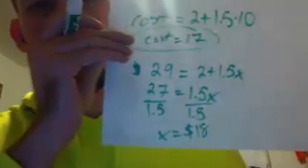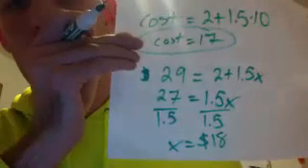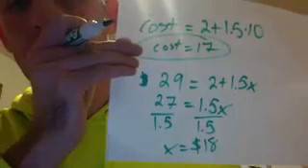$18. That doesn't make sense. Am I doing bad math in my head? 27 divided by 1.5. No, that is 18. Did I do bad math up there? It doesn't feel like that was very right. Okay, yeah, there we go. $18. Oh, okay, cool. Oh, I'm sorry, 18 miles. I'm stupid. No wonder that didn't make sense.